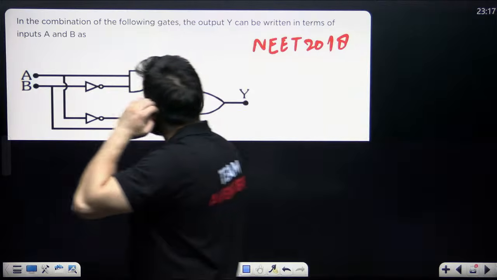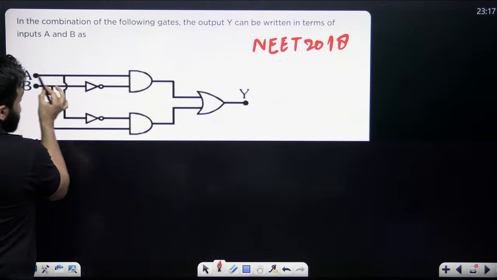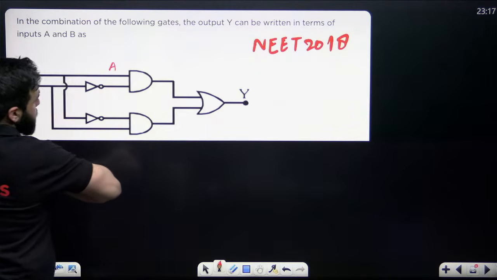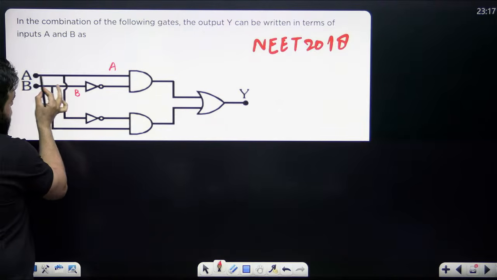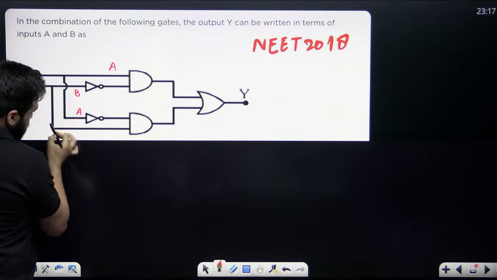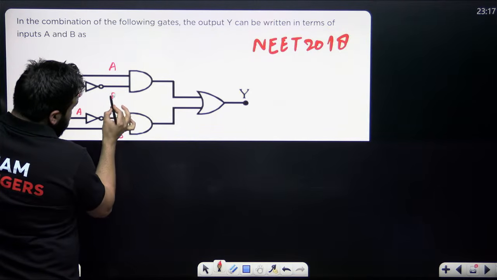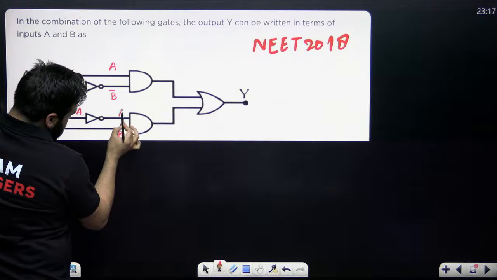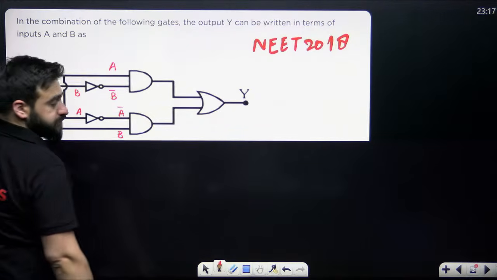Okay, take a look. In the combination of the following gates, the output Y can be written in terms of A and B. Now see, this is A and this is B. The same A goes here, the same B goes here. Now when this B passes through the NOT gate, it will do the inverse, B bar. This will become A bar.